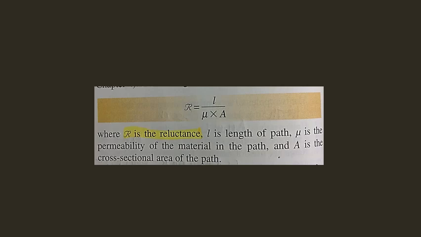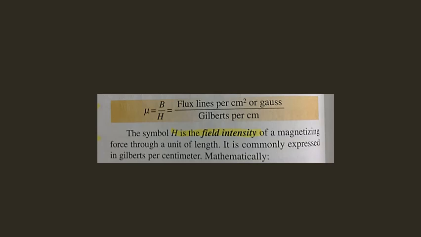There is a distinct link between the density of a magnetic field, the force producing the field, and the permeability of the substance in which the field is produced. Mathematically, as shown on your screen, the symbol H is the field intensity of a magnetizing force through a unit of length. It is commonly expressed in Gilberts per centimeter. In this case, L is again the length of path expressed in centimeters. When making calculations, B, H, and mu of common magnetic materials can be found in an electricity handbook.